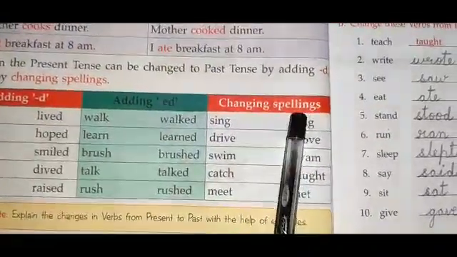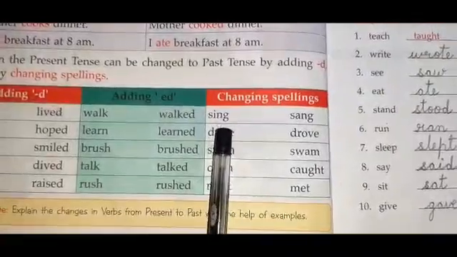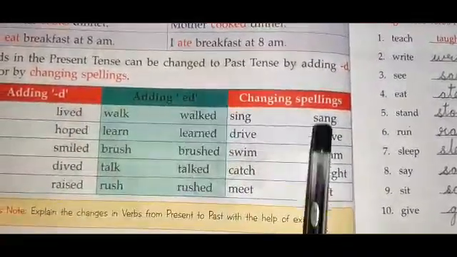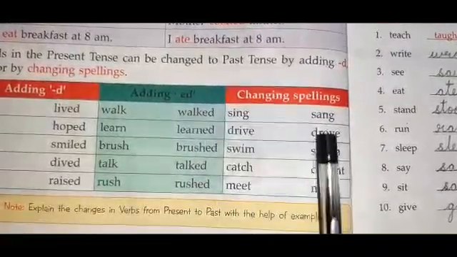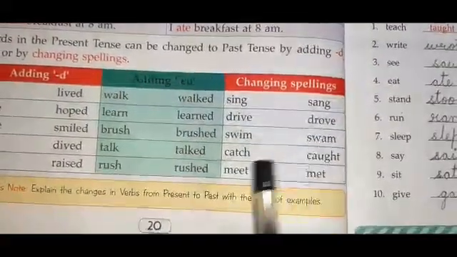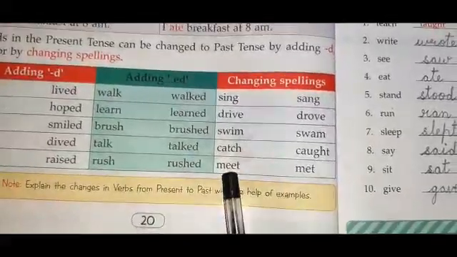By changing spellings. So we'll change the words into past tense by changing the spellings. We'll not add d or ed. We'll change the spellings. Sing, sang. Drive, drove. Swim, swam. Catch, caught. Meet, met.